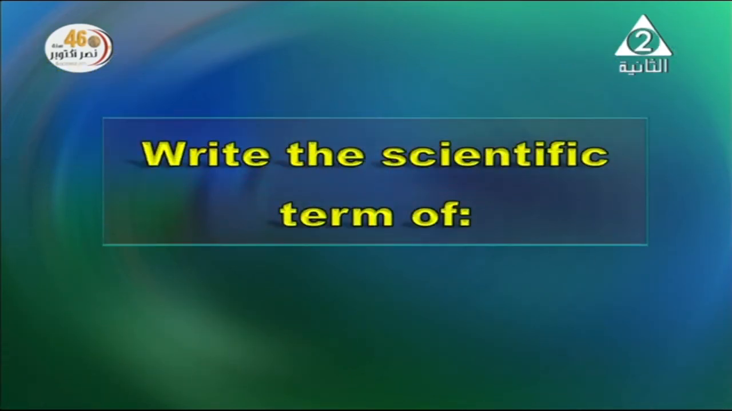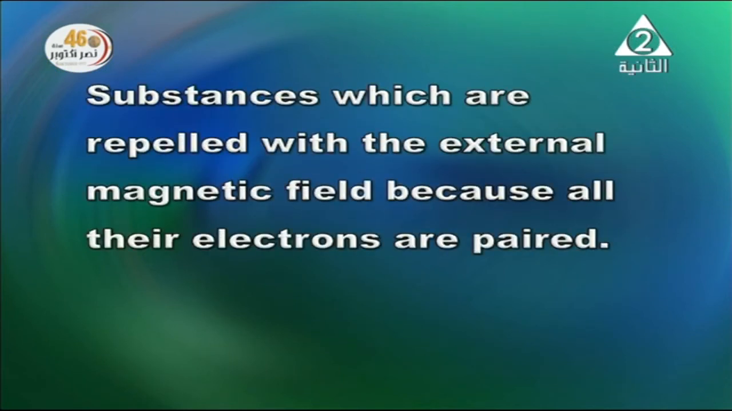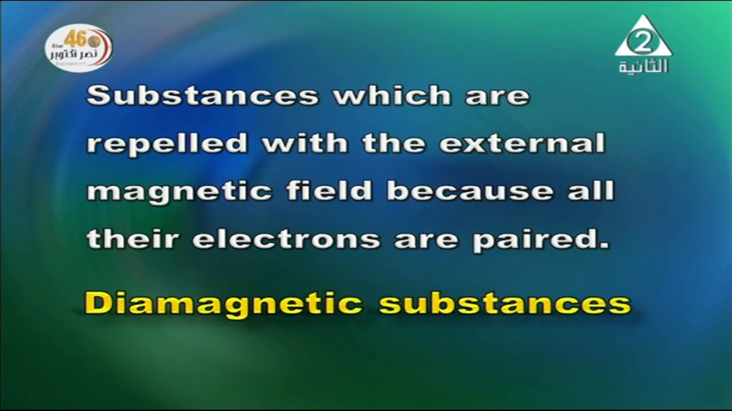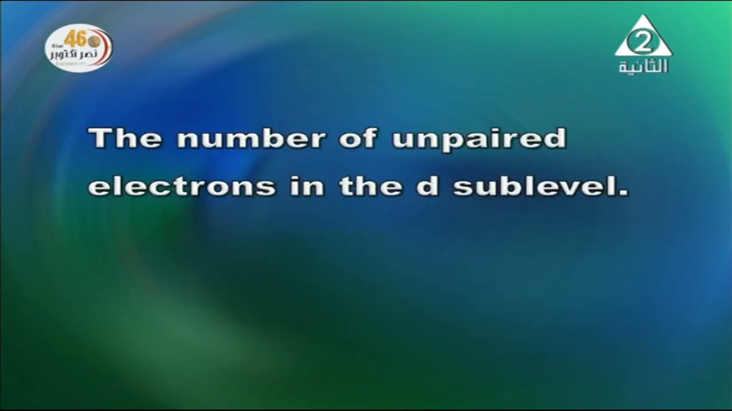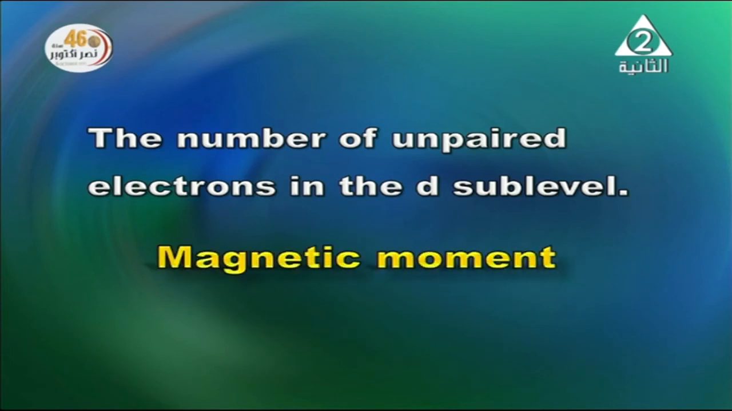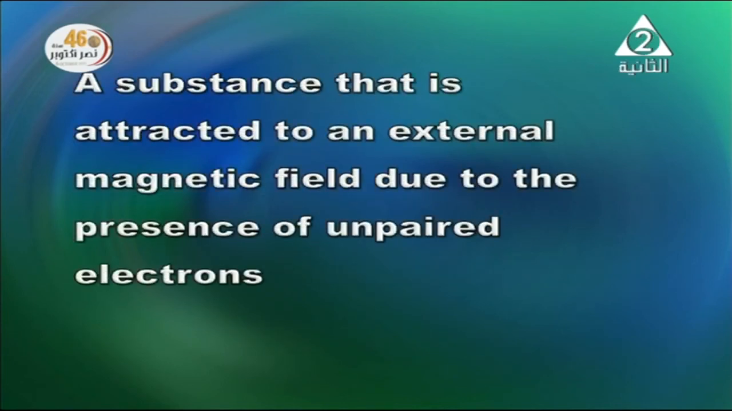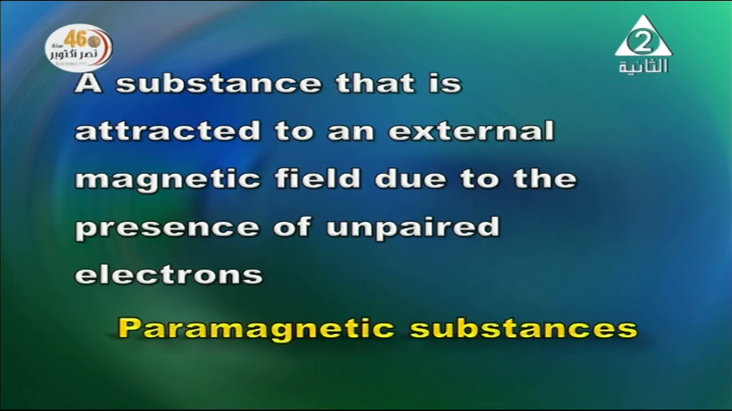Next type of question. Write the scientific term of substances which are repelled out in the external magnetic field because all their electrons are paired. If you think about it, yes, it will be diamagnetic substance. Next point. The number of unpaired electrons in the d sublevel. If you think about it, yes, it will be magnetic moment. Next point. A substance that is attracted to an external magnetic field due to the presence of unpaired electrons. If you think about it, yes, it will be paramagnetic substance.